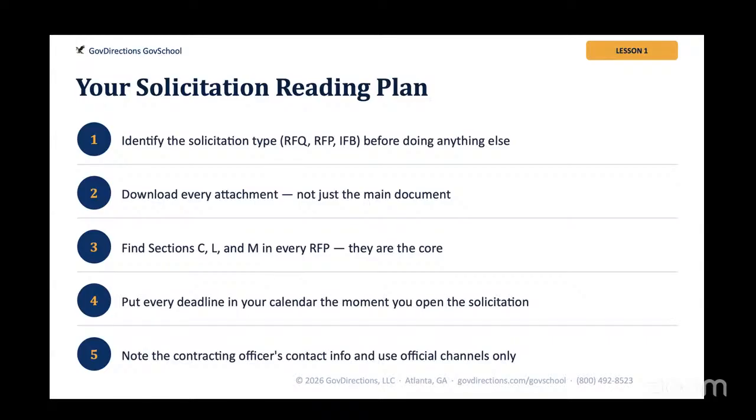Put every deadline in a calendar. Get used to that process. You'll understand what you're actually looking at. Note the contracting officer's contact information. But when you actually do contact somebody, make sure you use official channels only. They get a lot of inquiries, and you don't want to get on their bad side either.